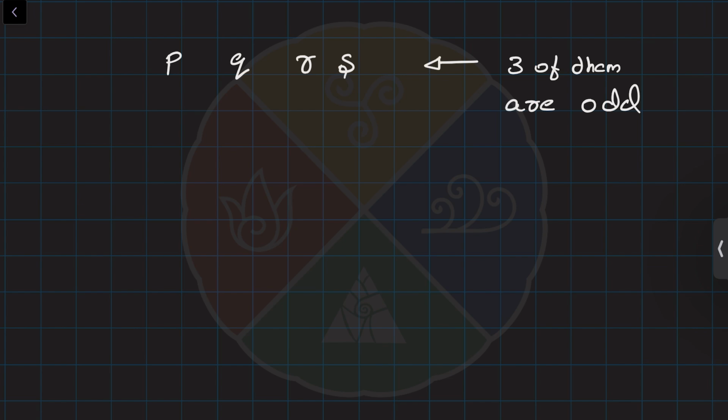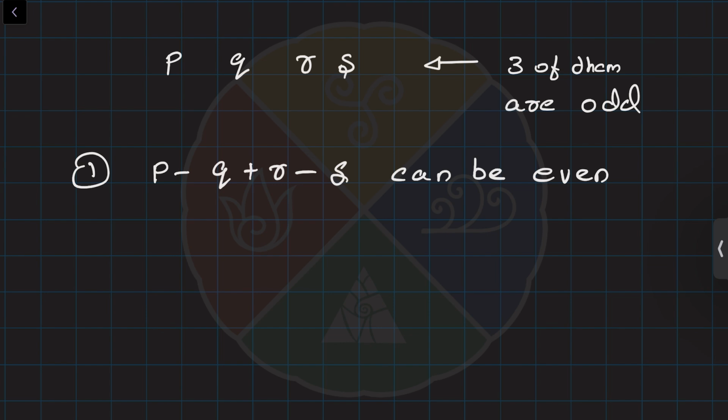And the question is, P minus Q plus R minus S. I'm saying this can be even. This is the question. You try to answer if the statement is correct or not. I want you guys to answer if the statement is correct or not. You can pause the video and try to answer. Okay, I'm going to give you the answer. You can pause the video for more time.